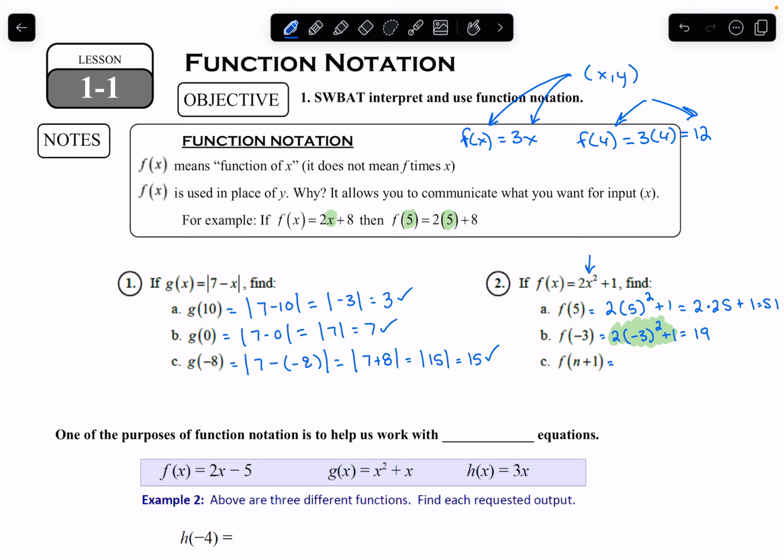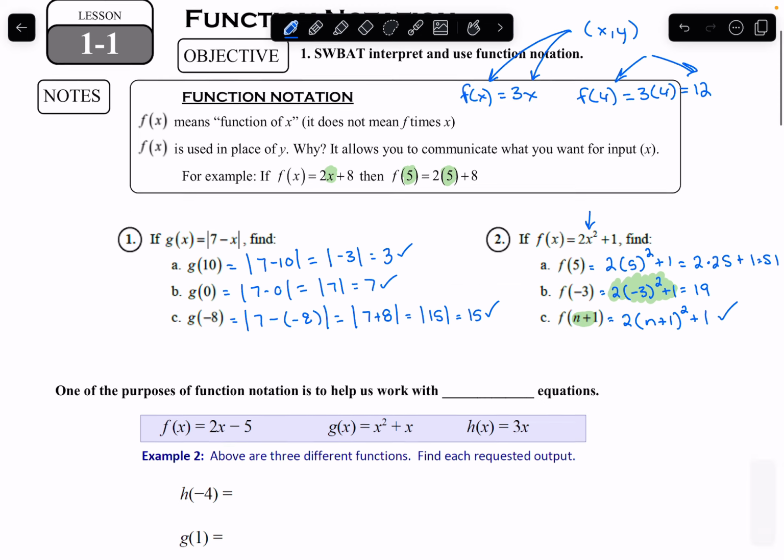C says to take the function and plug in n plus 1 everywhere you see an x. I love this. So I have a 2, and then I'm going to put this parenthesis, and instead of an x, I'm putting in n plus 1 squared plus 1. Now, we haven't really taught you what to do with a parenthesis that's being squared yet, so I'm going to leave that one just like it is for now until we get a little bit further into our lessons. But that's what it looks like. Instead of an x, you're replacing x with this entire n plus 1.